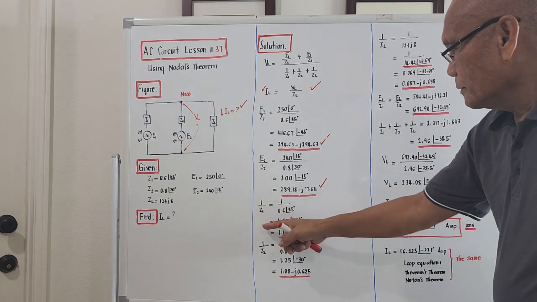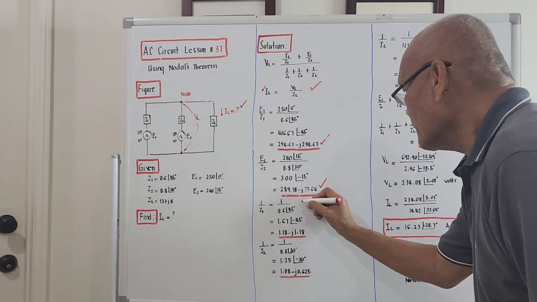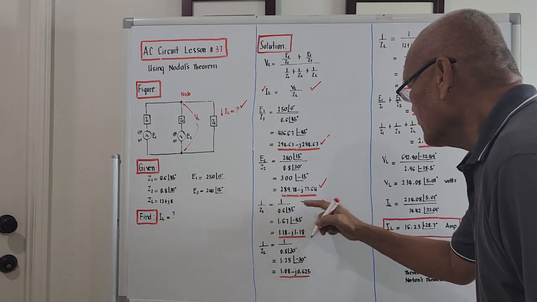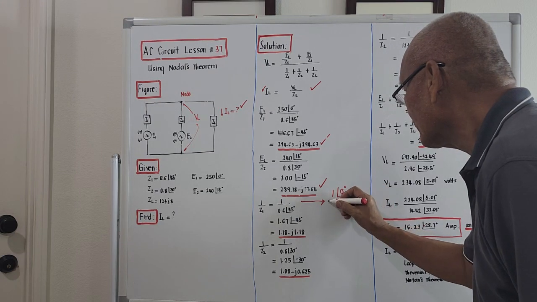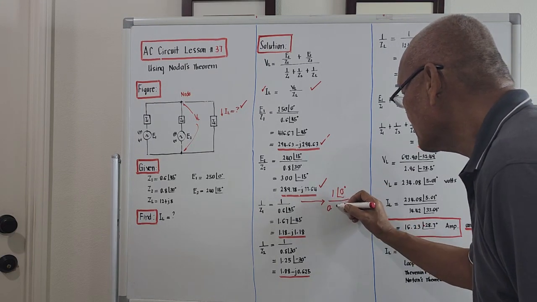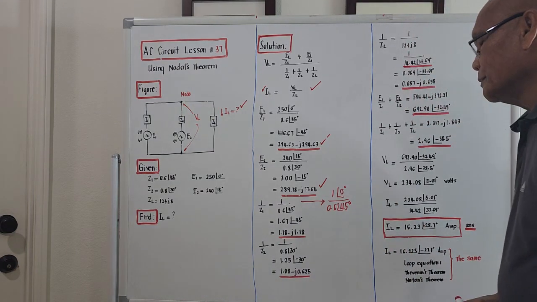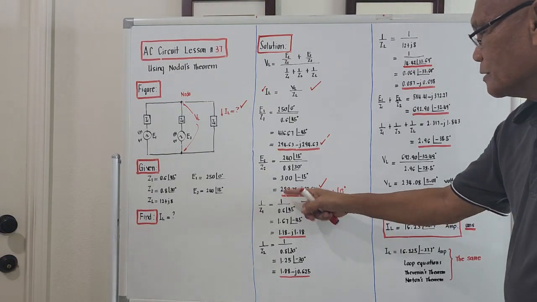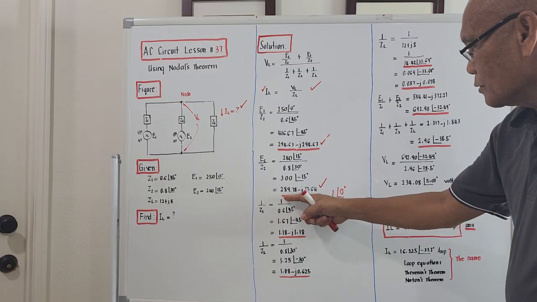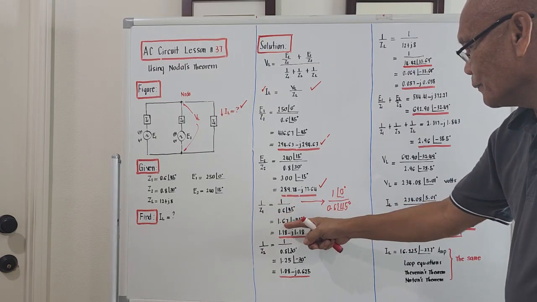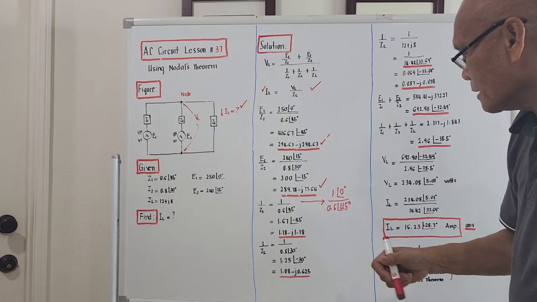Then 1 over Z1, it will be 1 over 0.6 angle 45 degrees. I just want to emphasize here that the value 1 can be written as 1 angle 0 degrees, all over 0.6 angle 45 degrees. It's a real number, and in terms of polar, that's 1 angle 0. So if we divide, the magnitude should be 1 over 0.6, which is 1.67, and the angle should be 0 minus 45, which is now negative 45.